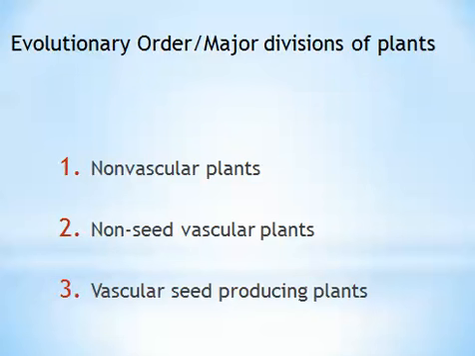The objectives of this lecture are to identify the evolutionary order and major divisions of plants. We will cover non-vascular plants, non-seed vascular plants, and vascular seed-producing plants. Vascular means that it has an internal structure which moves water and nutrients around. Think of it as a plant version of veins and arteries.